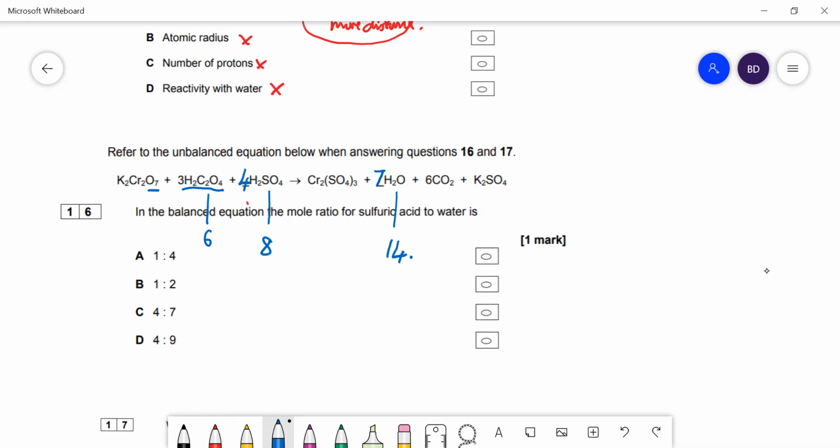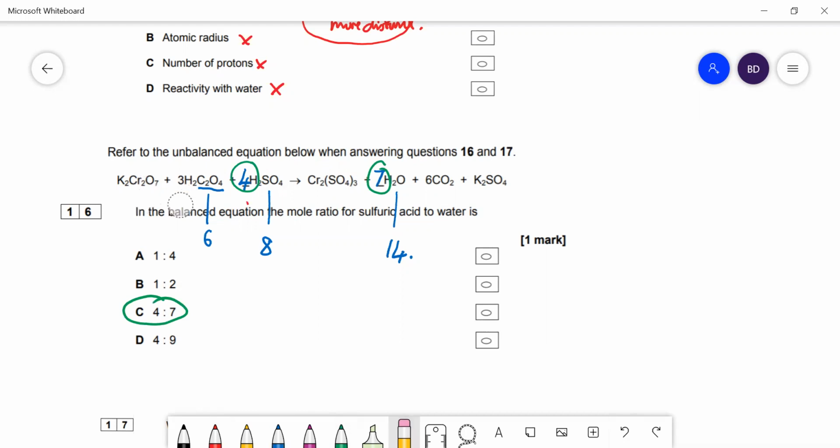And let's just check that with the sulfates. That's right, actually. To check with the sulfates, look, we've got 4 sulfates there. We've got 3 sulfates there, and another one there, which makes 4. So that all works out. So we've got 4 sulfuric acids to 7 waters. C is the answer.